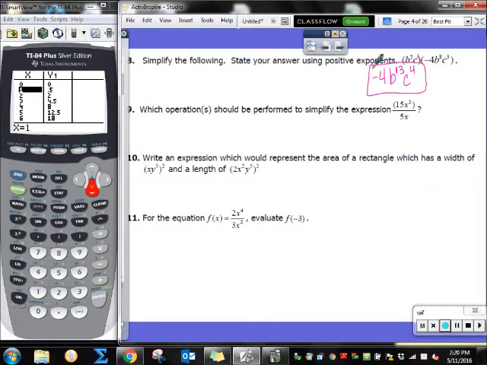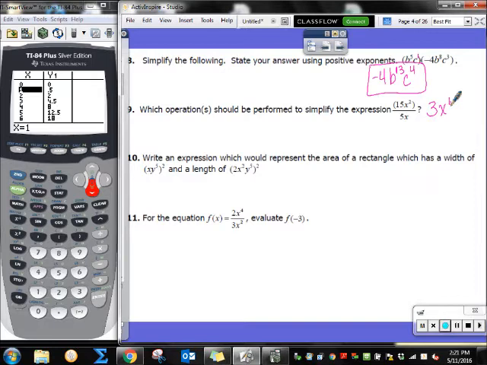Number 9, which operation should be performed to simplify that expression? Well, for the coefficients, 15 divided by 5, you should just divide, so that would be 3. And then x squared over x, you should subtract those exponents. So the answer would be 3x to the first. Make sure you realize that the part where we were dividing 15 by 5 and then subtracting the exponents on x squared over x, that's your actual answer to this one.